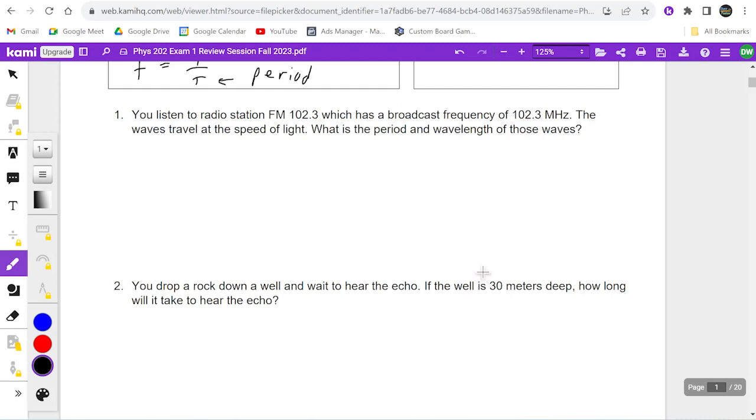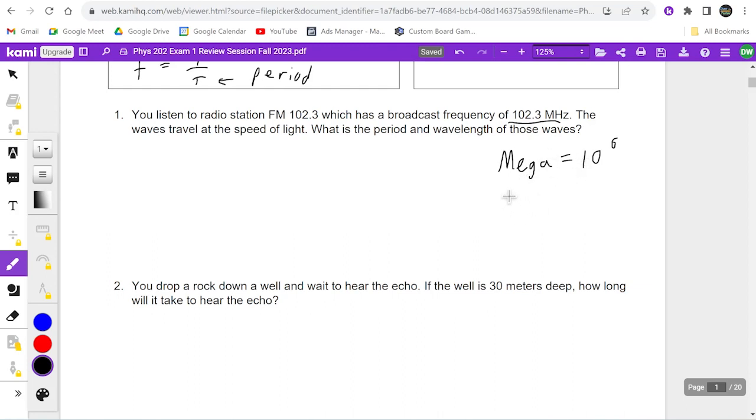What does matter is the fact that I give you a frequency of 102.3 megahertz, and you better believe I do have to convert that back to my base unit of hertz. Mega is a weird one. We usually don't see this in physics, but if you do, mega simply means 10 to the 6th power. I'm going to just take a second to write all the conversions you're going to need today.